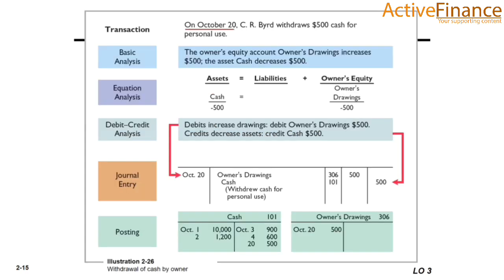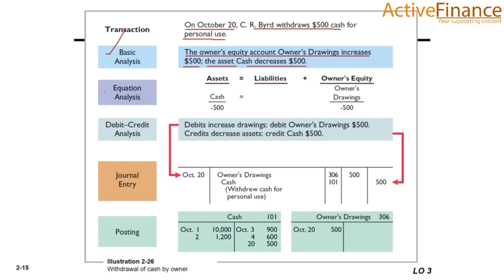Now the next transaction, October 20: C.R. Baird withdraws 500 cash for his personal use. So this is the transaction, and this is the basic analysis. The owner's equity account, owner's drawings, increases. The owner has taken the cash for his personal use, so the owner's drawing account is increased. The cash account is decreased because the amount has been taken for his personal use.